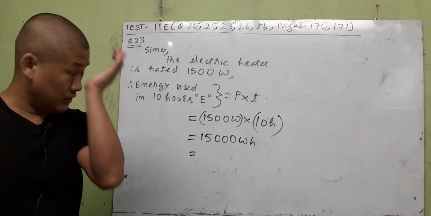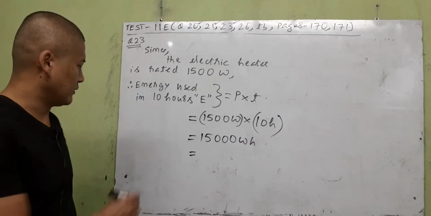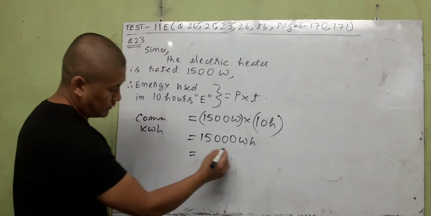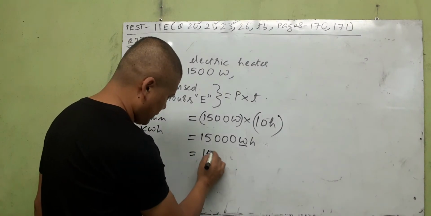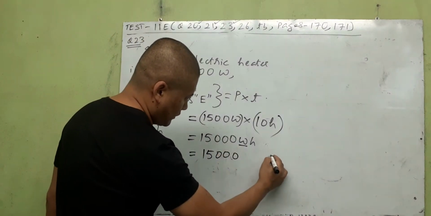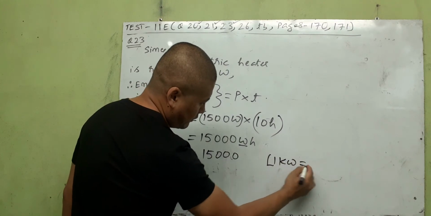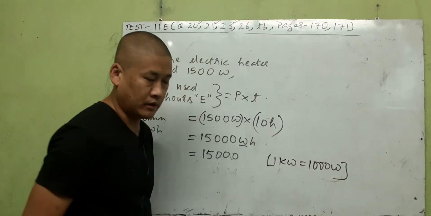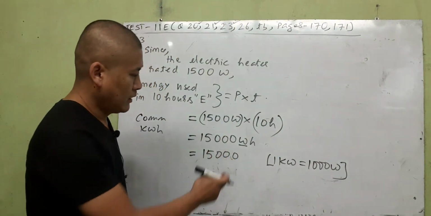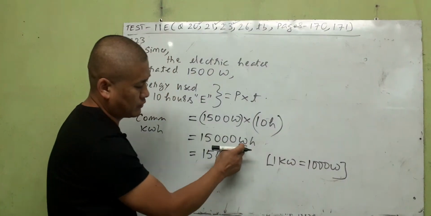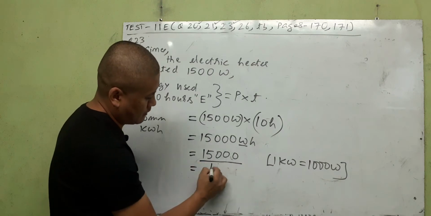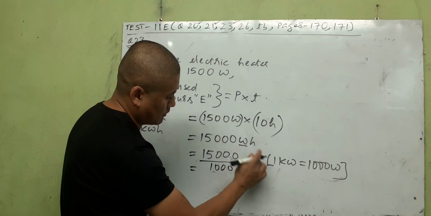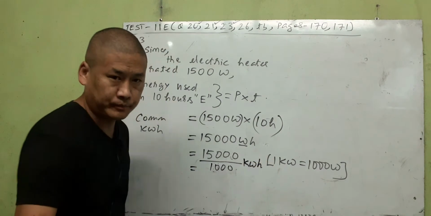But energy consumed is usually calculated in commercial unit, that is kWh. So let's change this W to kW. So how do we do that? We know here that 1 kW means kilowatt is 1000 watt. The word K means kilo, which means simply 1000. So changing watt to kilowatt means smaller to bigger, so we have to divide by this 1000. Then this W will change to kW. This H will remain same.